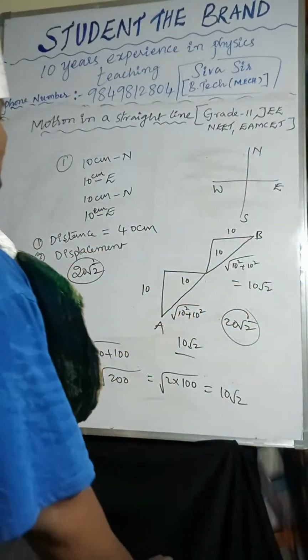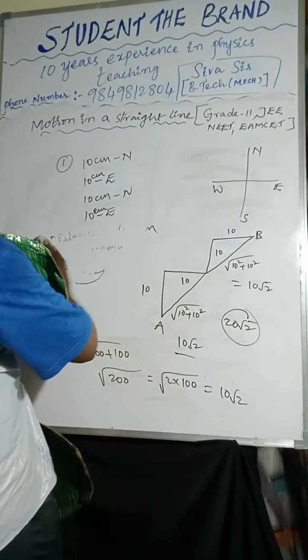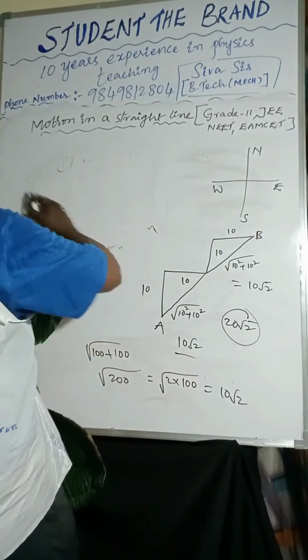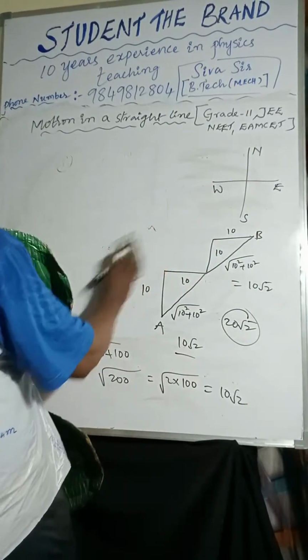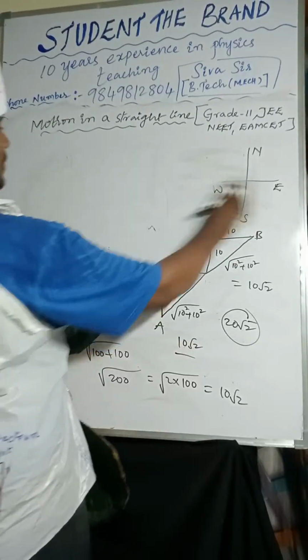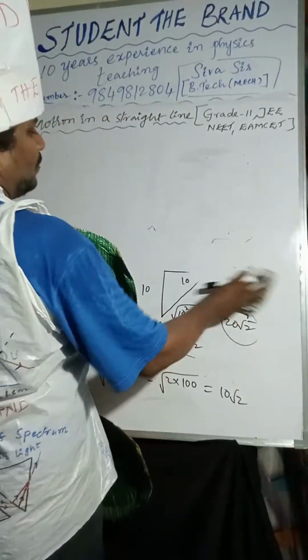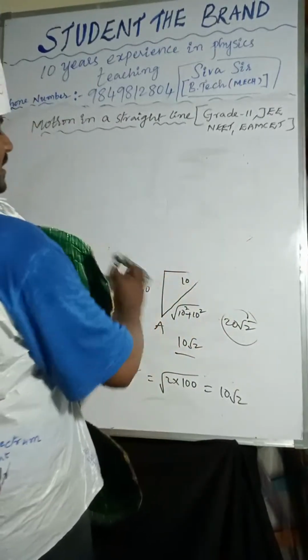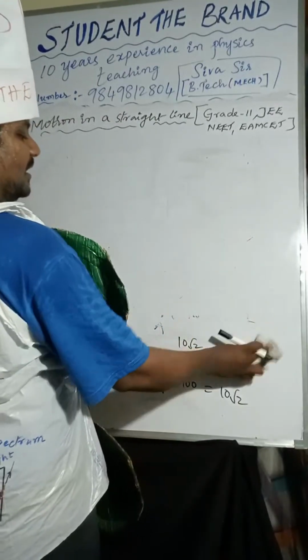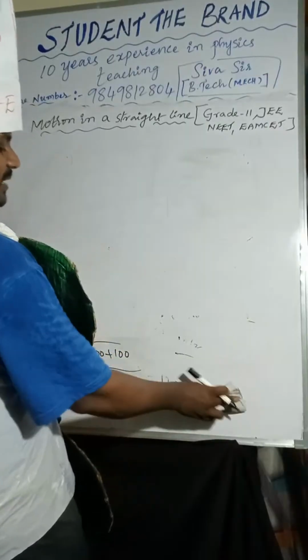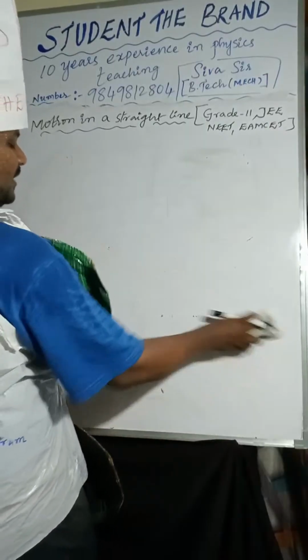Okay, next one. If you are going to the next point, if the body is moving in a circular path, so what is the distance and displacement? Even this example also we can take, this example also we can consider.